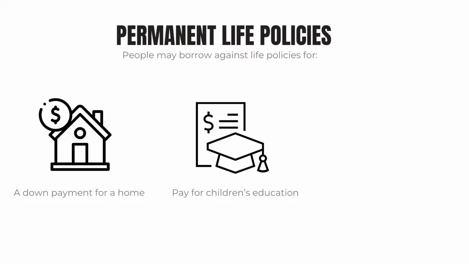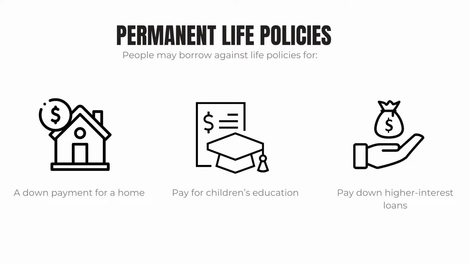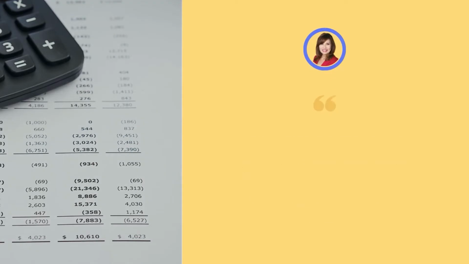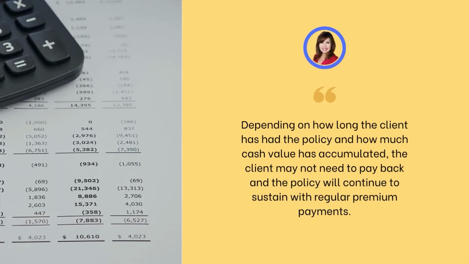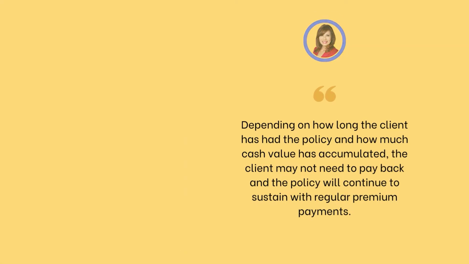In the earlier years, when the life insurance is still needed, people may borrow against life policies for a down payment for a home, pay for children's education, or pay down higher interest loans. Depending on how long the client has had the policy and how much cash value has accumulated, the client may need to pay back and the policy will continue to sustain with regular premium payment.